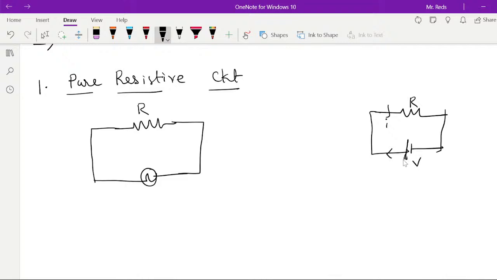And this battery is called a DC source. This is nothing but a DC source, DC current source or DC voltage source. Actually, it is not a DC current source, you can call it a DC source. Actually, this will deliver the power, actually speaking.